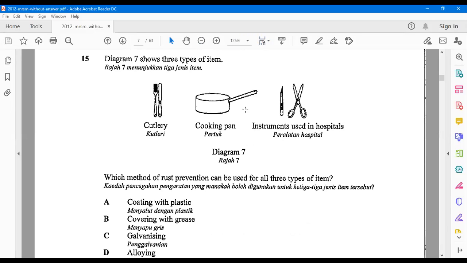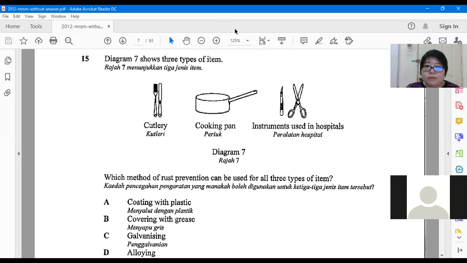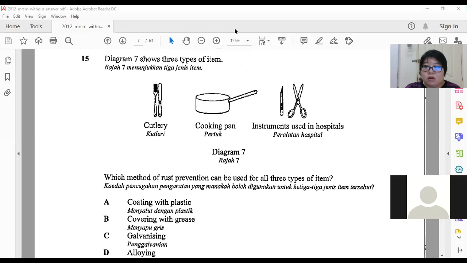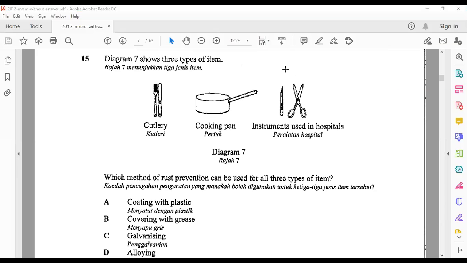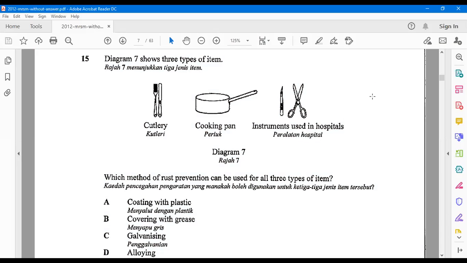Actually, all of these are made up of alloys, okay? What type of alloy? Do you have any idea? Someone? Respond, please. Stainless steel. Yes, it's stainless steel, correct. Okay, now, do you know what is the main element or the main metal which makes the stainless steel? Anyone? Iron, sir.